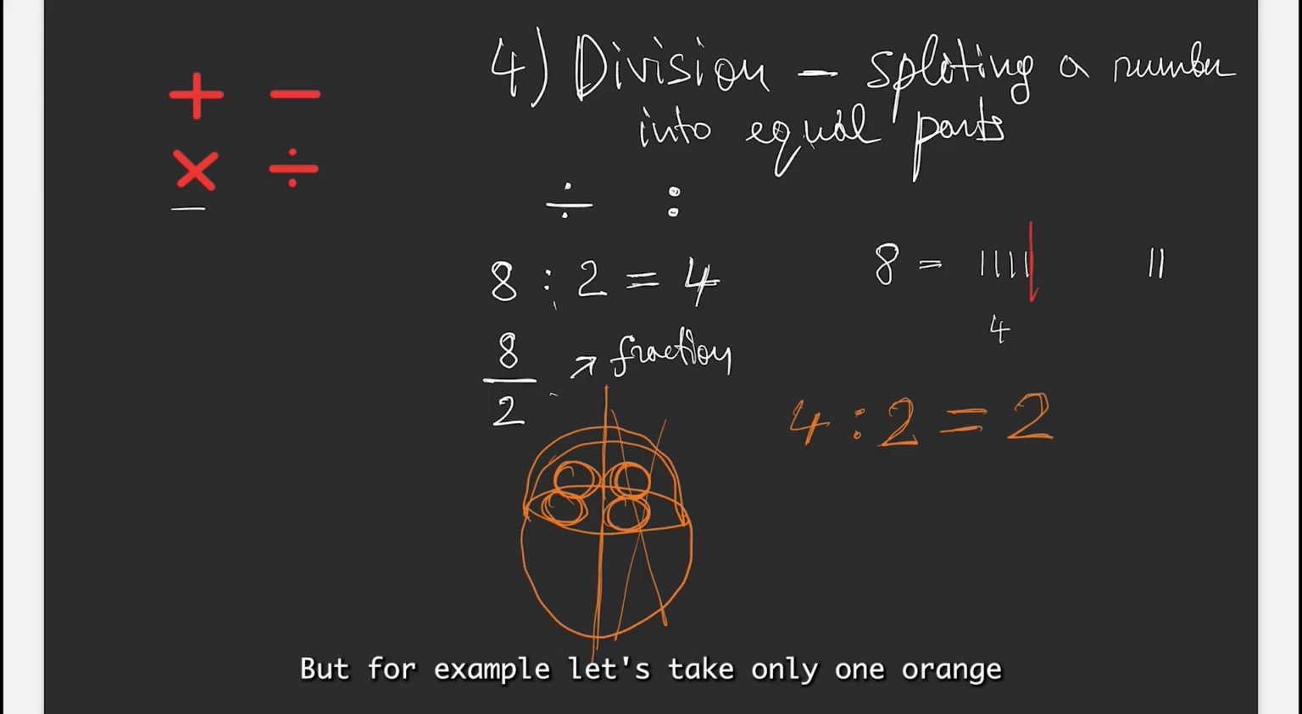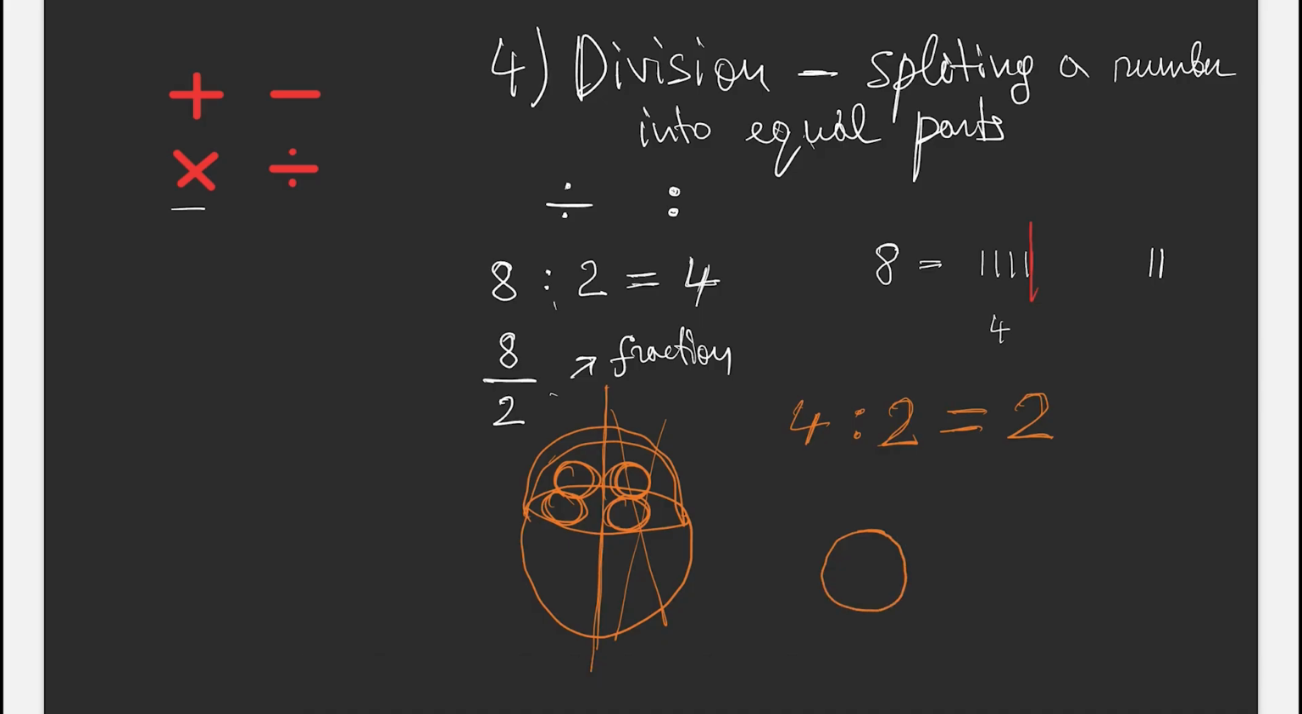But for example, let's take only one orange. Only one orange, and we are dividing it by 4. We are cutting it like cutting a cake. So we have 1, 2, 3, 4 parts. That means that each part is going to be 1 out of 4, right?